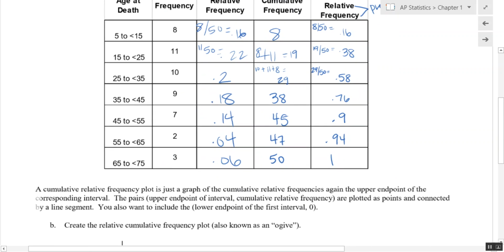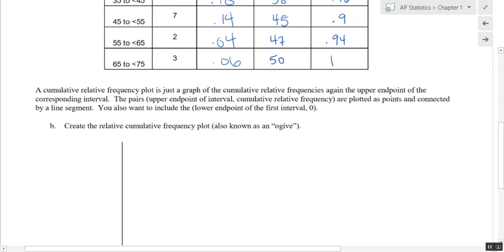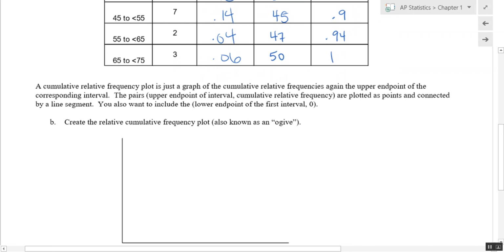All right, now we're going to talk about how to plot this. So a cumulative relative frequency plot is just a graph of the cumulative relative frequencies against the upper endpoint of the corresponding interval. Okay, so the pairs, the upper endpoint of the interval and the cumulative relative frequency, are plotted as points and connected by line segments. Okay, you also want to include the lower endpoint of the first interval at 0. Okay, so that's where we start.